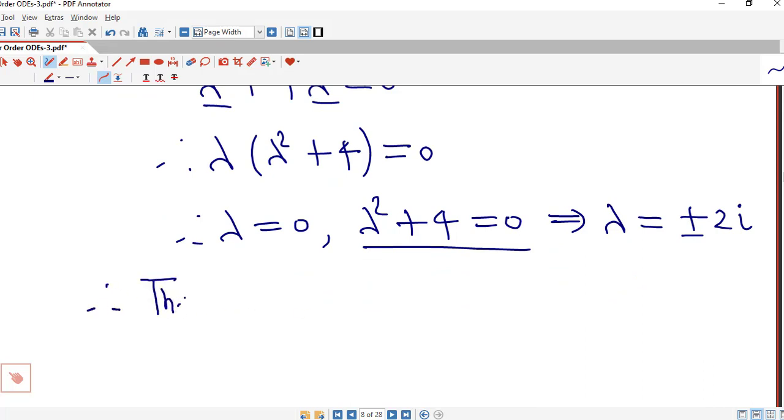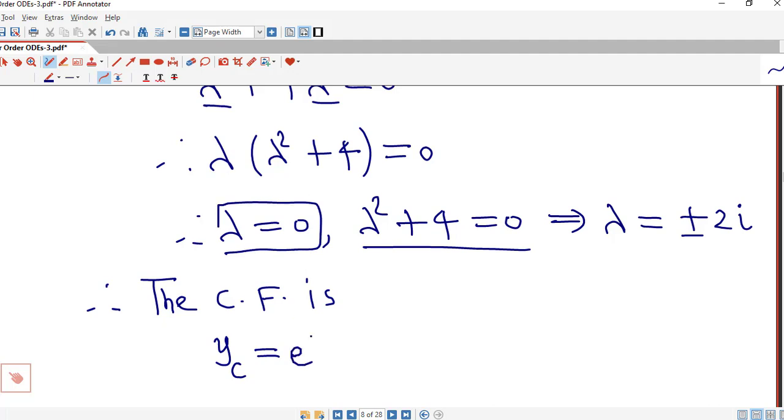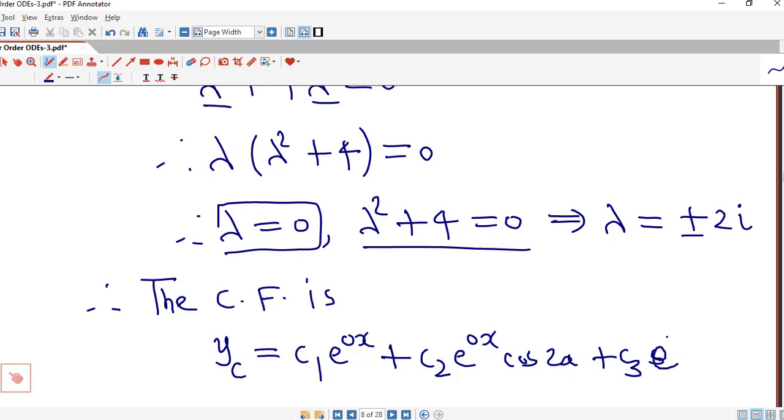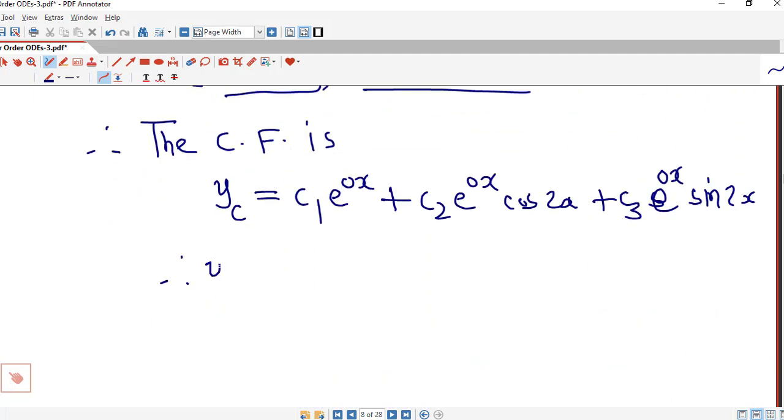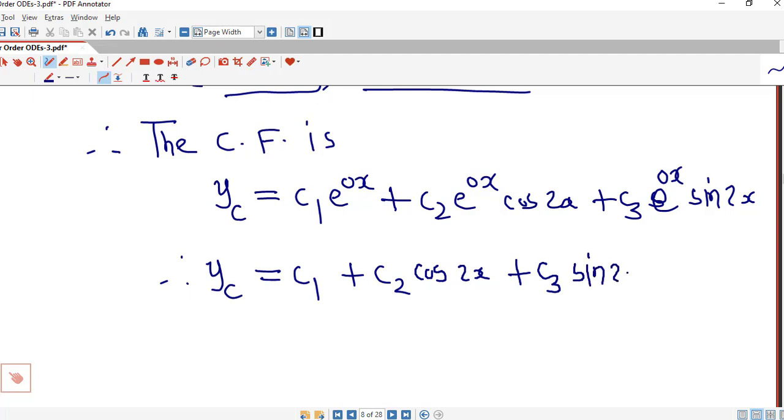So therefore the complementary function is y suffix c equal to, corresponding to lambda equal to 0, we write c1 times e raised to 0x, and corresponding to this complex pair, we have c2 e raised to 0x cos 2x plus c3 e raised to 0x sin 2x, and using the fact that e raised to 0x is 1, we have c1 plus c2 cos 2x plus c3 sin 2x, where these c1, c2, c3 are arbitrary constants.